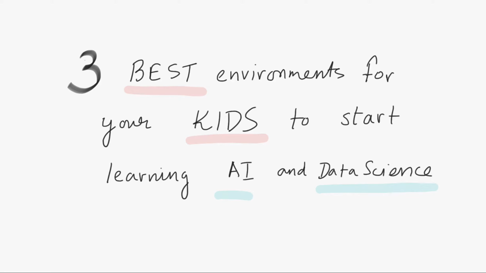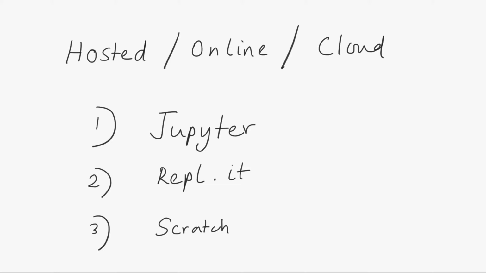Okay, there are three environments I use to teach kids to start learning AI and data science. One of the criteria I use is that all those environments have to be online, hosted, or on the cloud. The reason I need that is it's much easier to collaborate when it's all online. There's no setup required for the kids, and they can jump straight into coding.